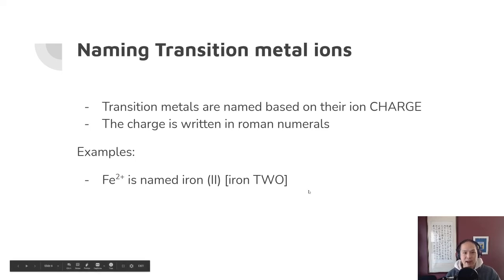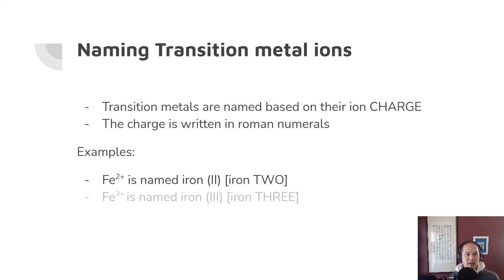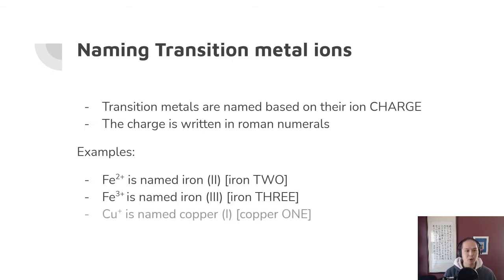That's correct. It'll be iron 3. That's how we say it out loud. But when we write it, we're going to write iron parentheses III. Okay, so that's iron 3. Okay, a couple more examples.